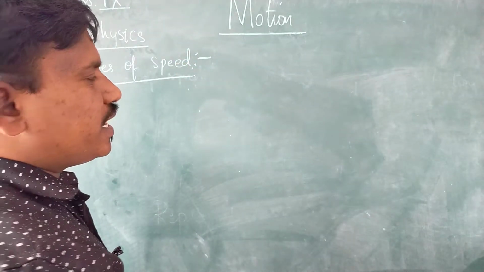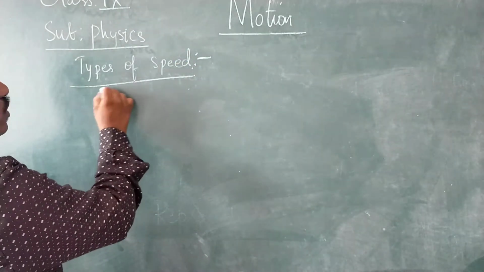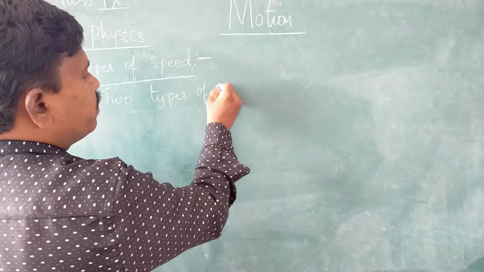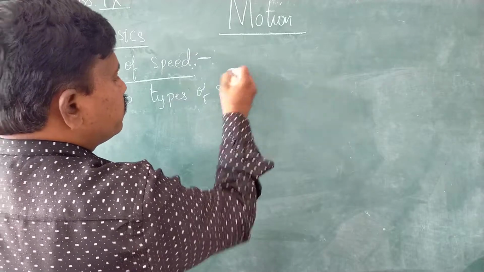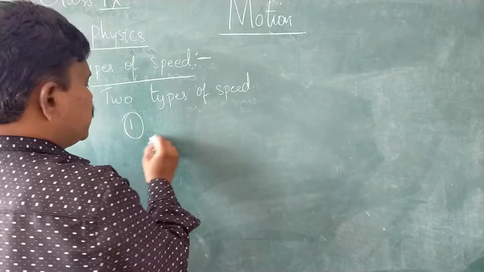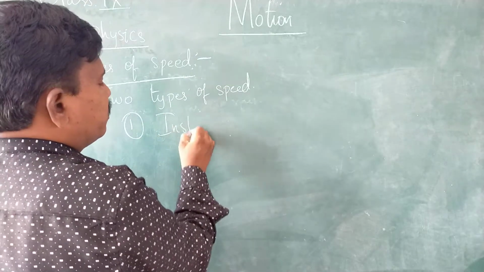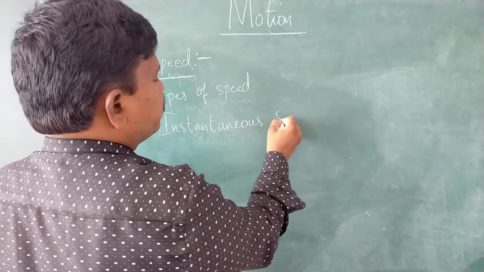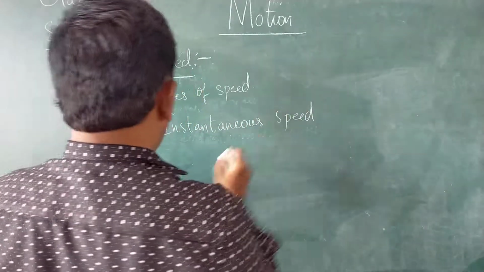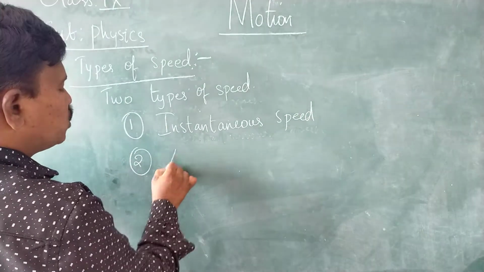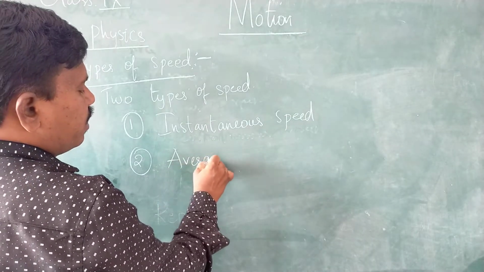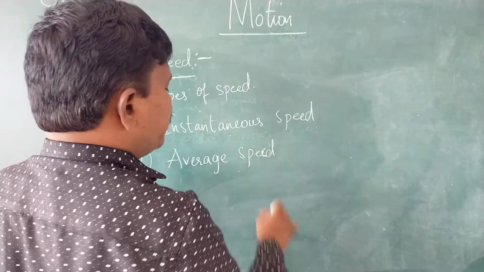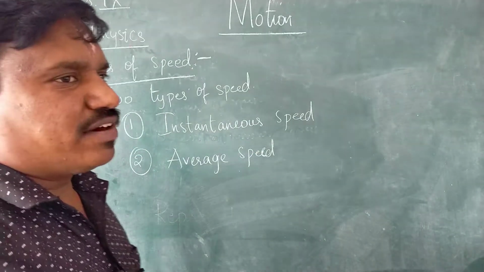Types of speed. There are two types of speed. What are the two types of speed? First one is instantaneous speed. The second one is average speed.